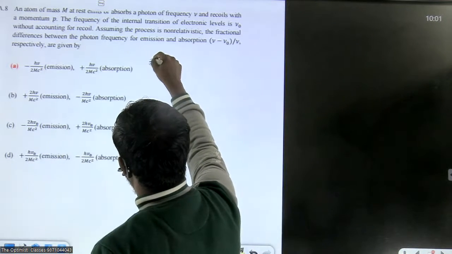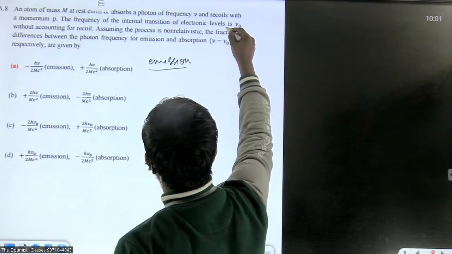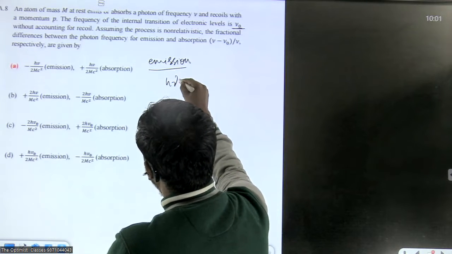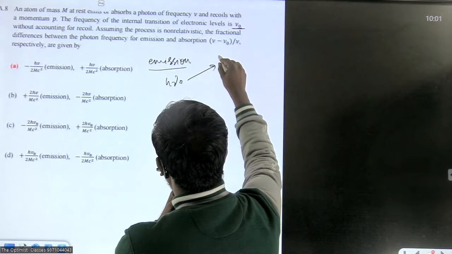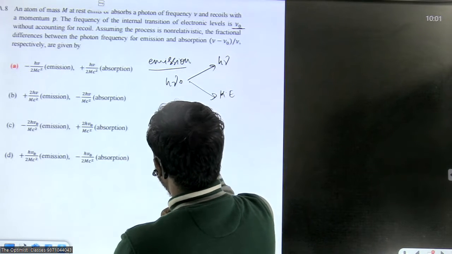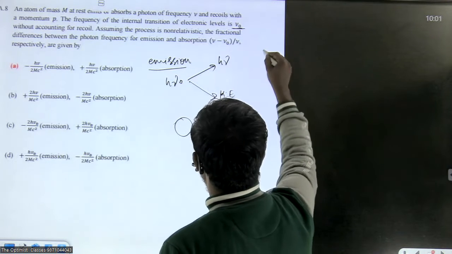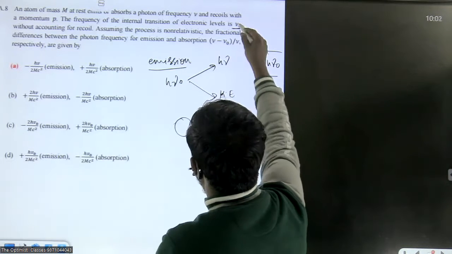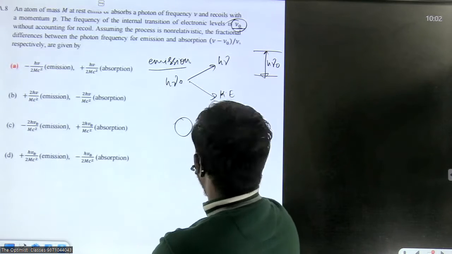Let us first do emission. Because of the internal transition, it is emitting a photon of frequency nu naught. So the h nu naught energy that is being emitted will get converted into the energy of the photon, h nu, and some kinetic energy of the atom. Suppose this is the atom, and because of an internal transition between some higher and lower level, we get energy h nu naught. That's what the question says. The frequency obtained from the internal transition is nu naught, so the energy will be h nu naught.